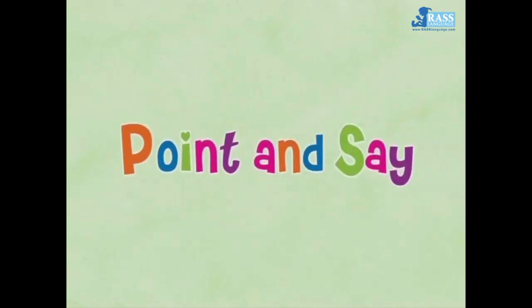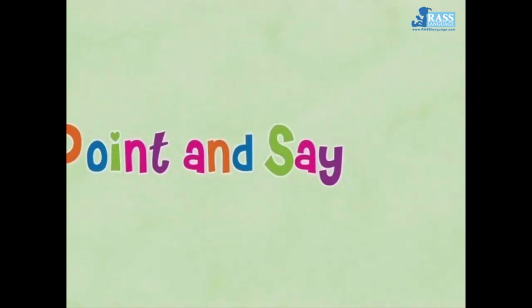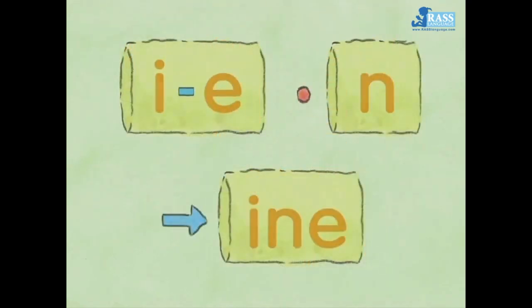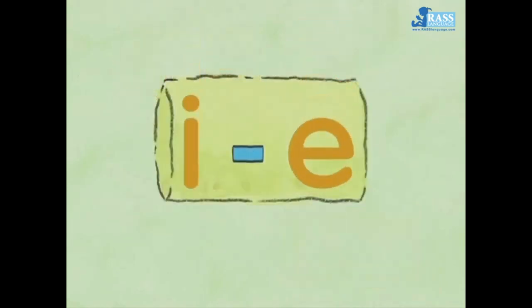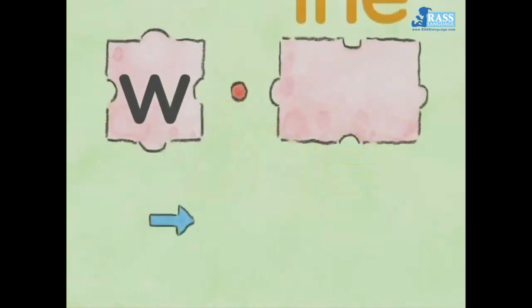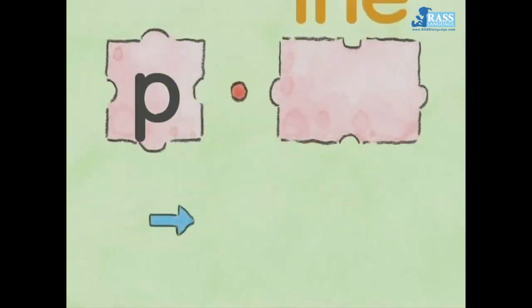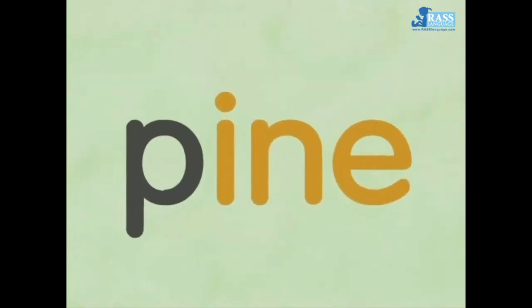The word family of ine. Point and say. I, I, I. Ine, ine. Ine, ine, ine. V, ine, vine. W, ine, wine. L, ine, line. P, ine, pine.